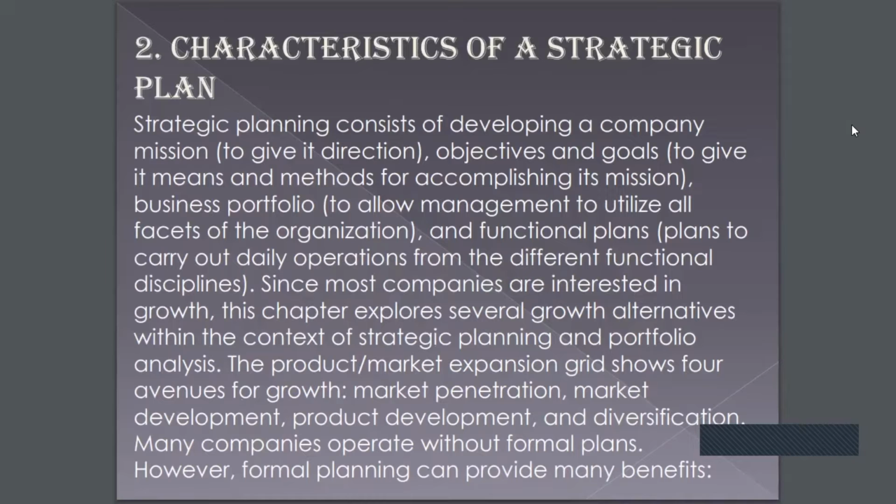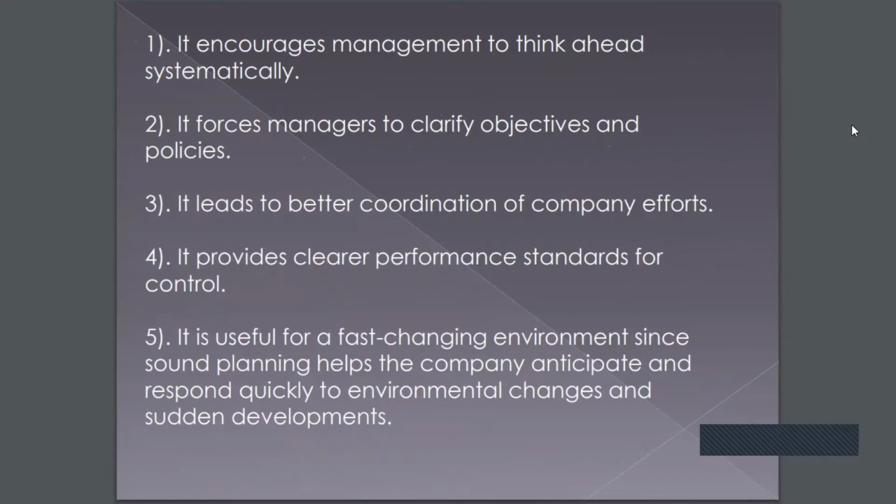Characteristics of a strategic plan. A strategic plan consists of developing a company mission to give direction, objectives and goals, business portfolio, and functional plans. Since most companies are interested in growth, this chapter explores several growth alternatives within the context of strategic planning and portfolio. It encourages management to think ahead systematically.